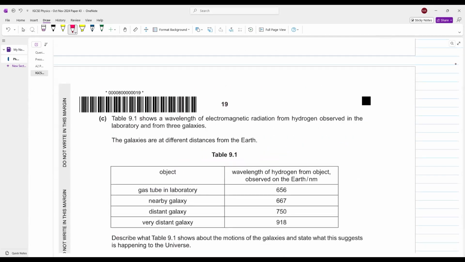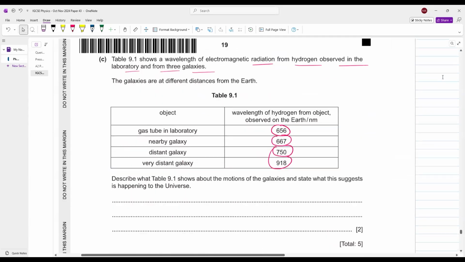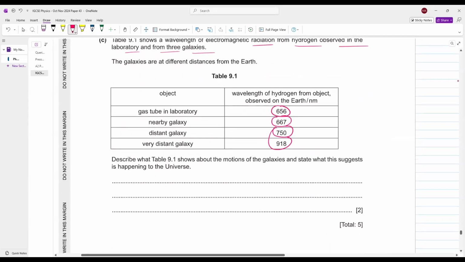Table 9.1 shows the wavelength of electromagnetic radiation from hydrogen observed in the laboratory and from three galaxies. The galaxies are at a different distance from the Earth. ठीक है. You have the hydrogen की wavelength in a laboratory, then from a nearby galaxy, then from a distant galaxy, then from a very distant galaxy. Simple as that. Describe what table 9.1 shows about the motion of the galaxies and state what this suggests is happening to the universe. चलिए क्या हो रहा है यूनिवर्स में and what does this wavelength suggest?